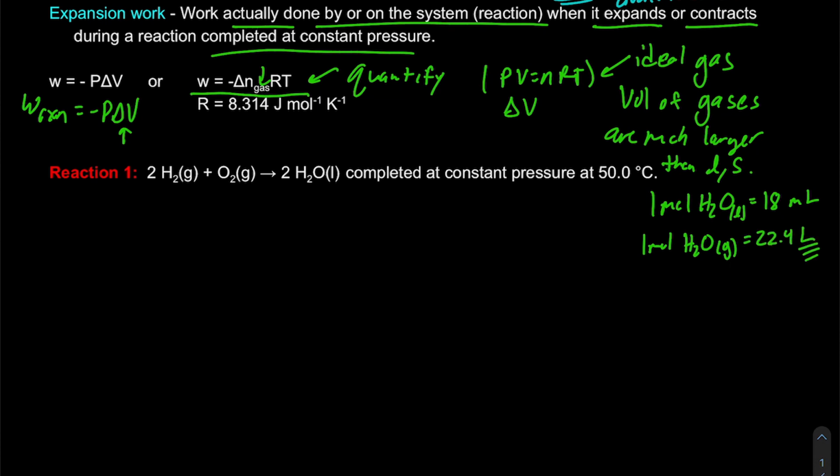So not milliliters, but liters. We have an exorbitantly larger amount of volume for gases, and this is why we're focusing on the change in volume for a reaction here is primarily caused by gases being formed or gases being consumed. So a change in volume for the reaction is caused by consuming or producing gas particles.